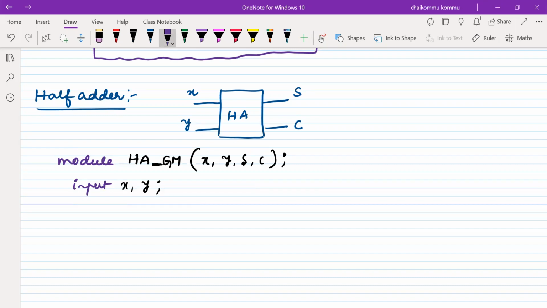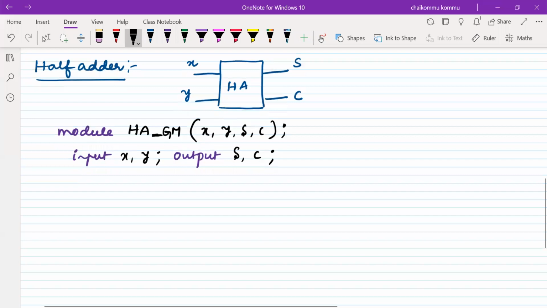Outputs are S comma C. Okay. So what is the gate level modeling?